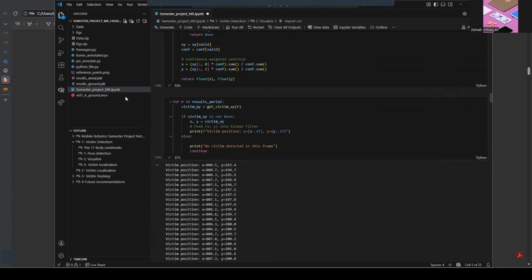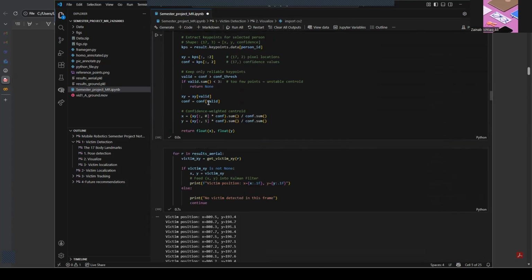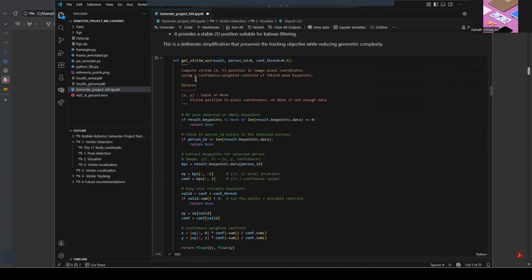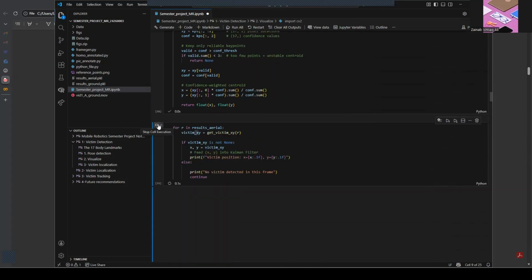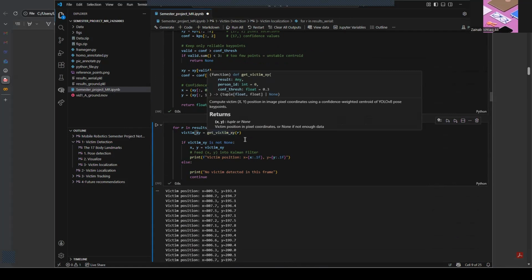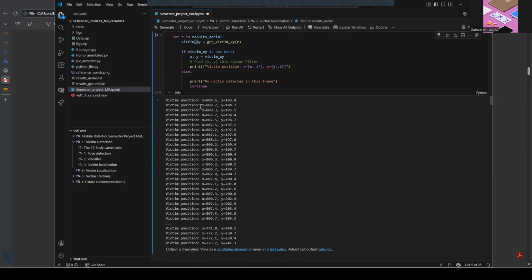So we can also visualize it. Let's first run the algorithm that we developed over here, my get victim XY, on our XY coordinates that we had, the landmarks. And you can see we get a data structure, a list, which actually shows us our XY.